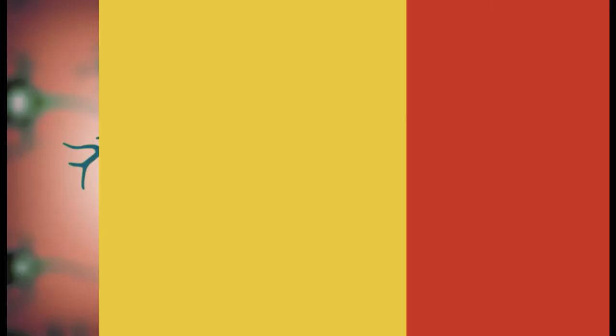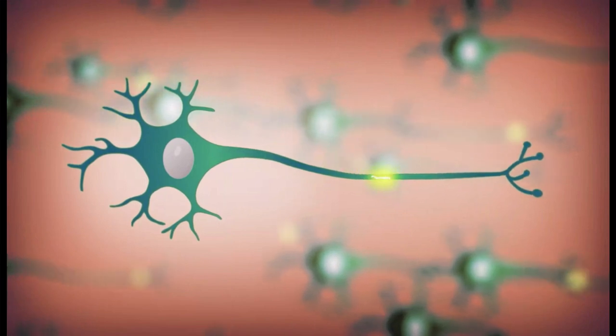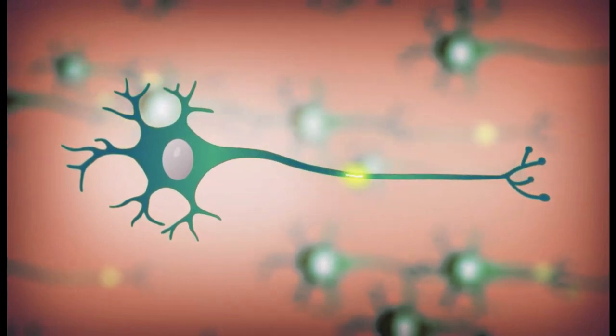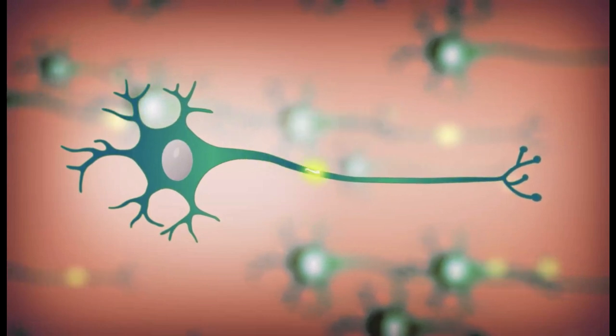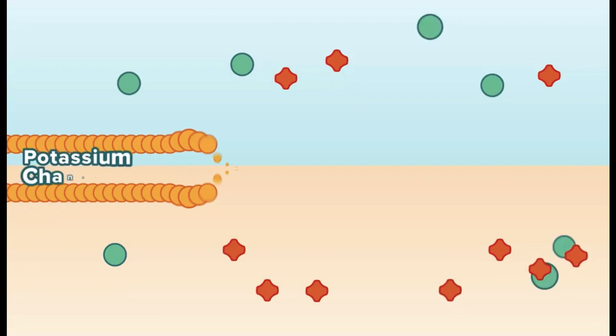We've looked at the structure of a neuron, and we know that it can generate and send an electrical signal or nerve impulse that travels along the axon. But just how is this signal generated? Let's zoom in to see what's actually happening in the membrane of the cell.